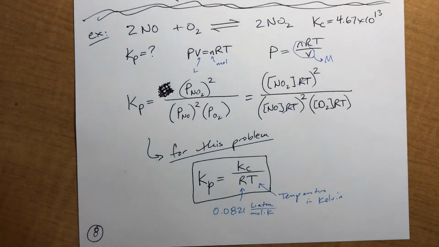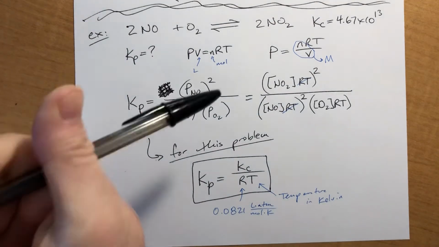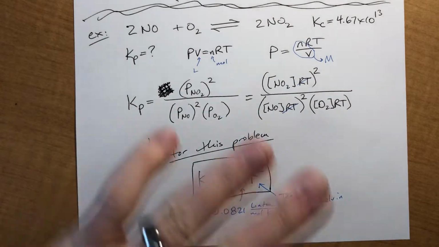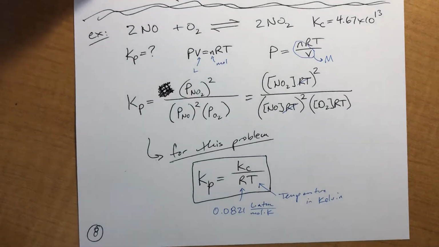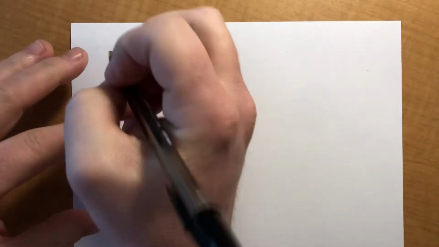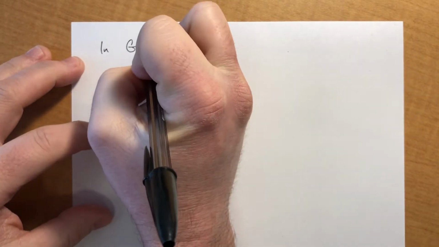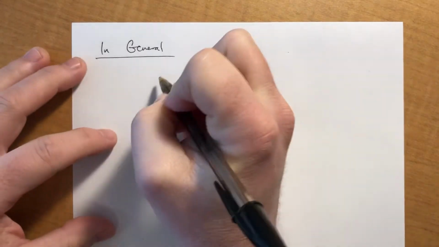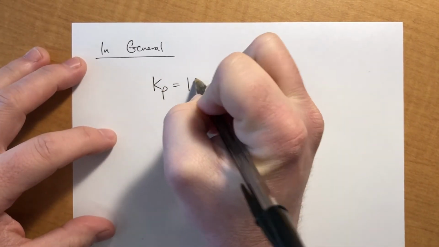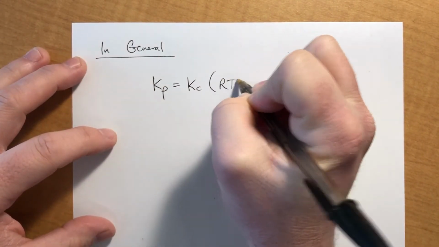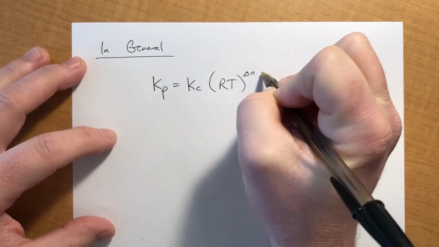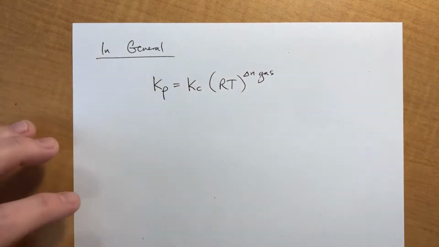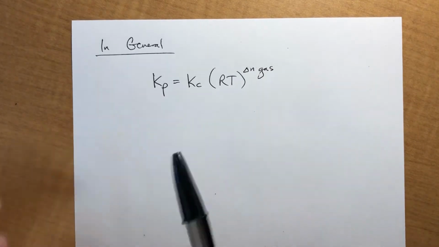What we need is a more generalized form of this that works for any situation without having to go through all this stuff. There's nothing wrong with doing it this way, but I'm not going to ask you to do that. It turns out that in general, Kp is equal to Kc times RT raised to something we're going to refer to as delta n of gas. This looks like a much easier equation.